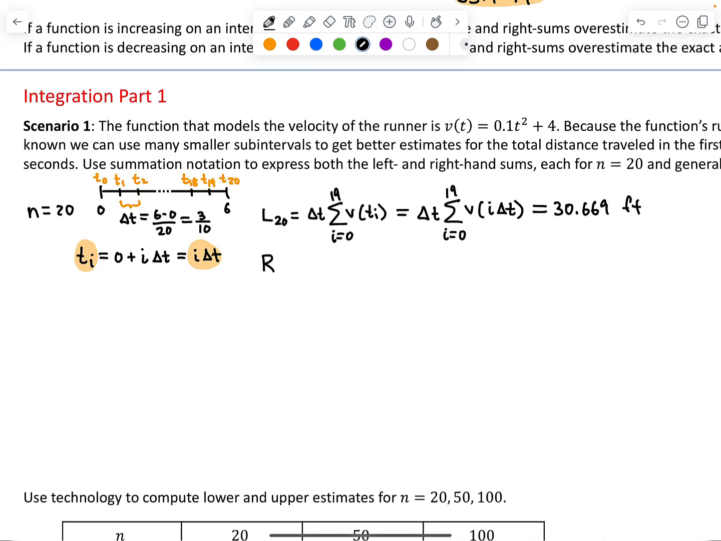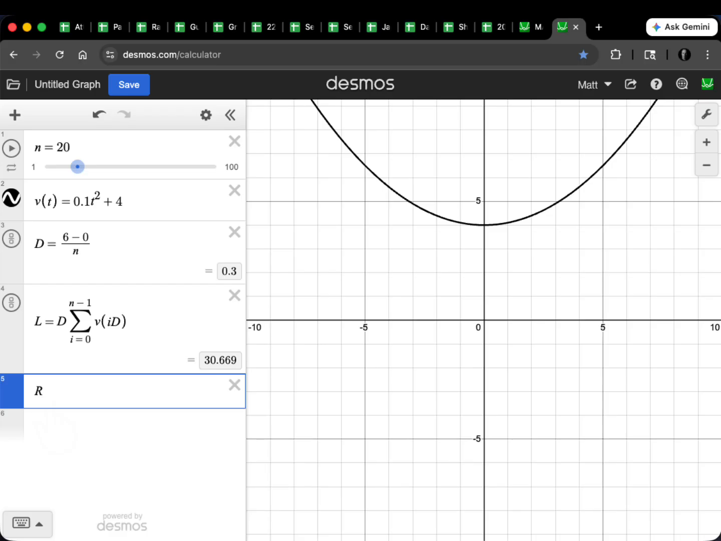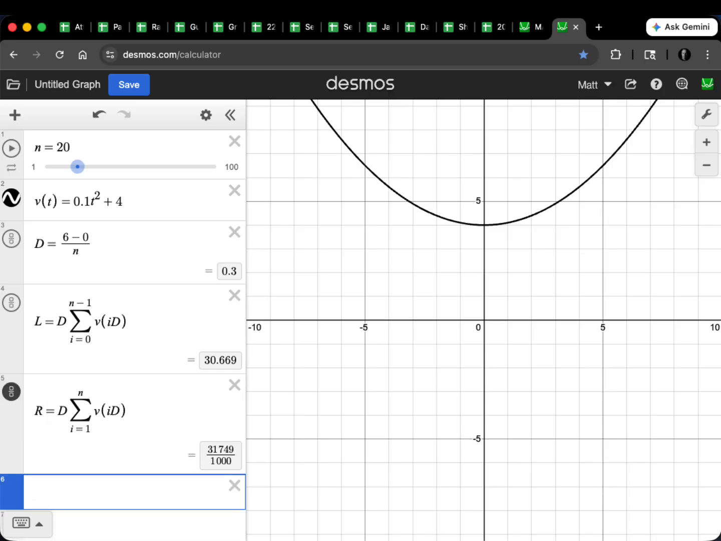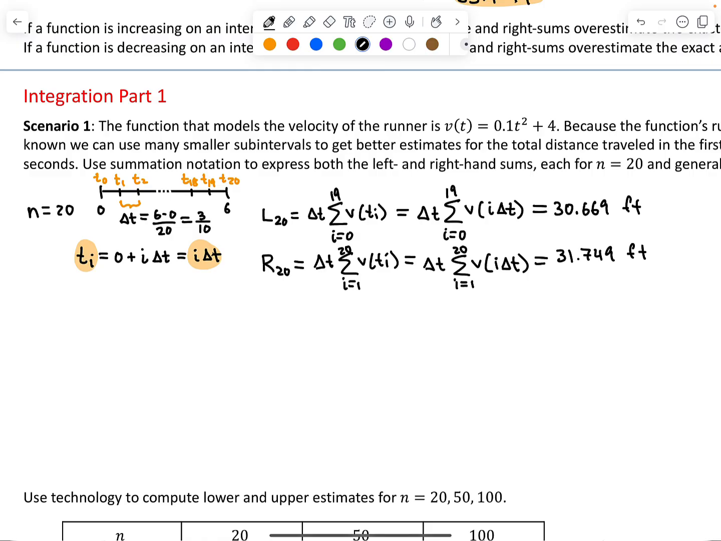Now the right sum would be the exact same setup, except my I's will range from 1 to 20. So we have delta t times the sum from I equals 1 to 20, v of t sub I, and t sub I is I delta t. So in Desmos, I'll type in capital R for the right-hand sum equals delta t times the sum from I equals 1 up to n, and then v of I times delta t. And we get 31.749, and this is exact. Here's our fraction form, measured in feet.